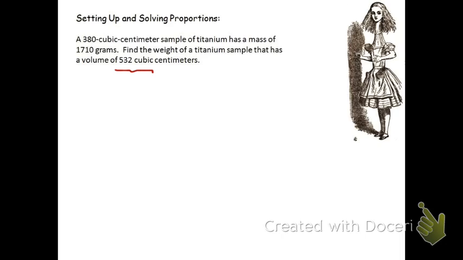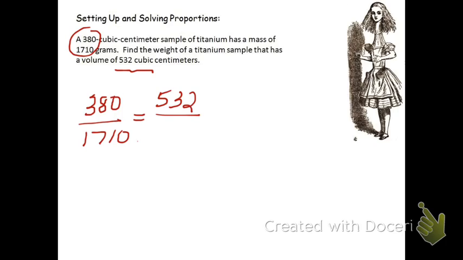So there's our first ratio: 380 cubic centimeters is to 1,710 grams. When you're setting up your proportions, it really doesn't matter how you set up that first ratio. Just remember to keep things in the same order. In the first one I have cubic centimeters over grams, so I need to put my cubic centimeters here, and I don't know how many grams that is, so that's my unknown.